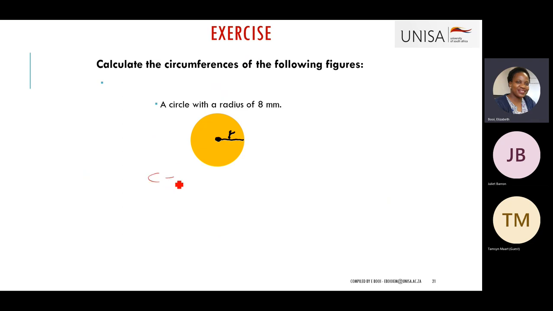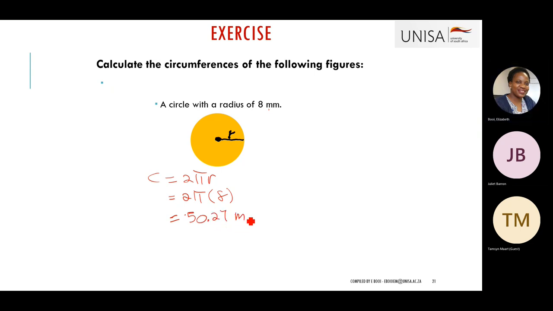So we know that the circumference is 2 pi r, and we are told what the r is: 2 pi times 8. And the answer, I don't know what kind of calculators you have. If you're not struggling with your calculators, do you have an answer? Yes, I also get 50.27. And the answer will be 50.27 millimeters.